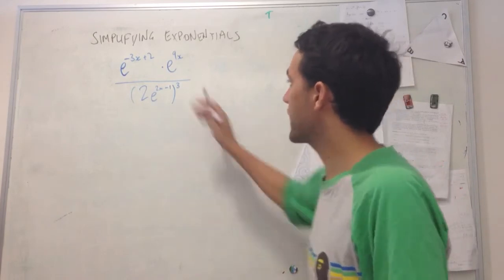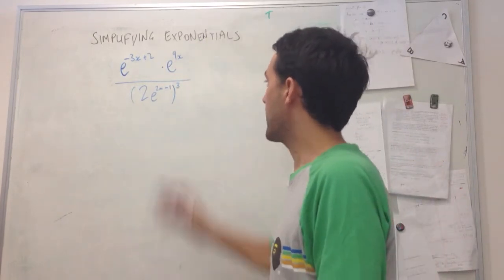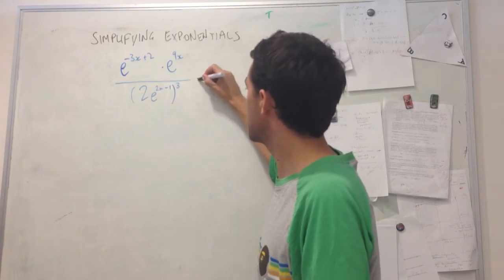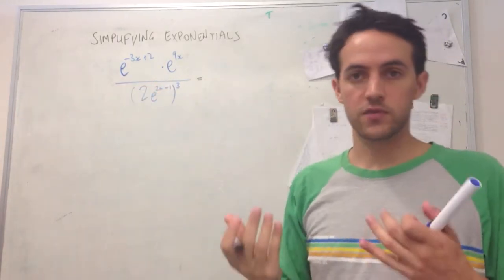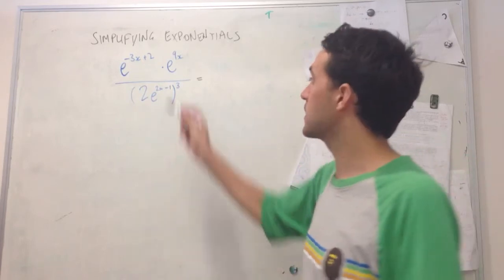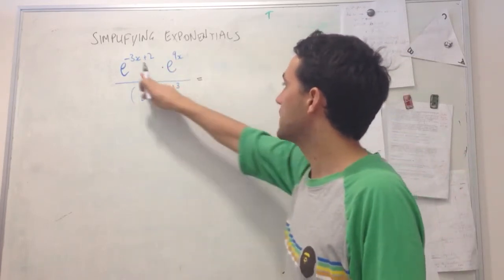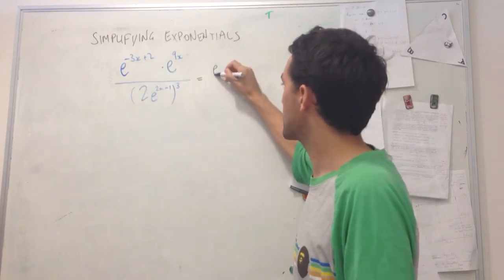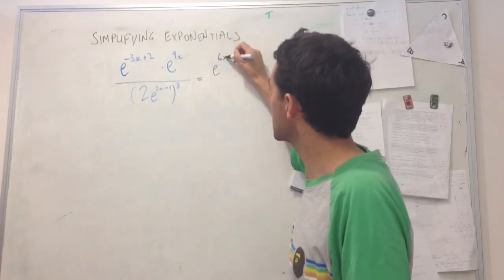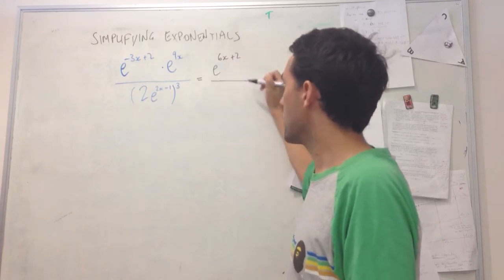So here, starting with the top and bottom simplifications. When we're multiplying exponentials with the same base, we're just adding the powers together. So here we're going to have negative 3x plus 2 plus 9x. So we get e to the 6x plus 2 all over.